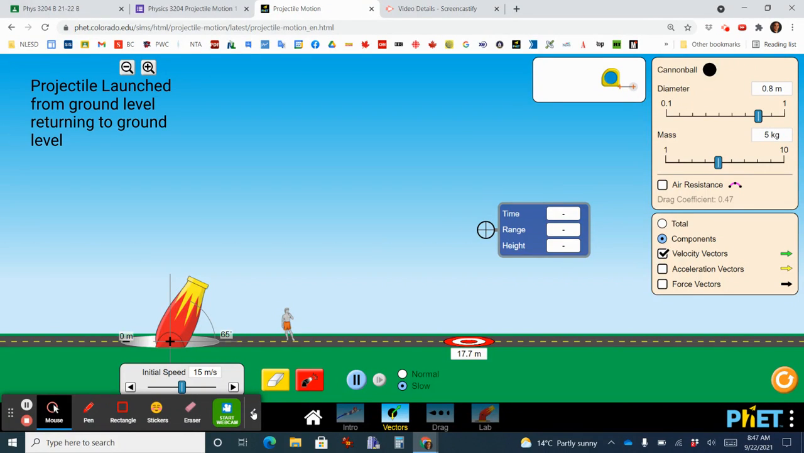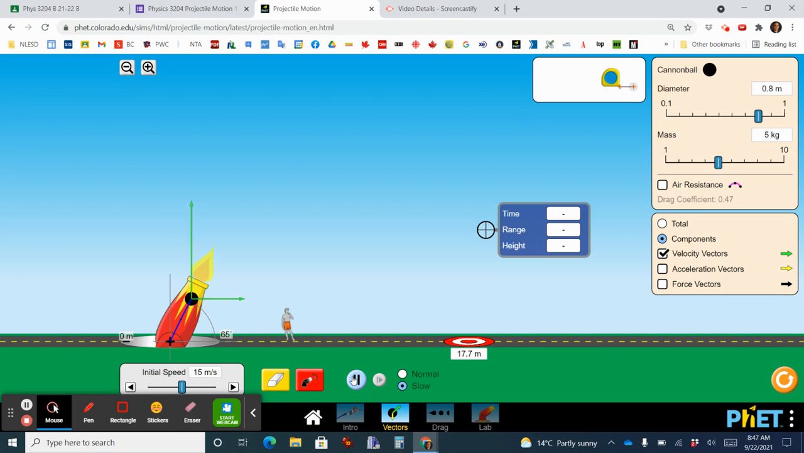Now we're going to launch a projectile at an angle from ground level, and it's going to return to ground level over here. I still have the velocity vectors turned on so we can see what's happening in the vertical and horizontal directions. I have my angle set at 65 degrees here and my initial speed at 15 meters per second. Got the speed turned down to slow, so let's watch what happens.